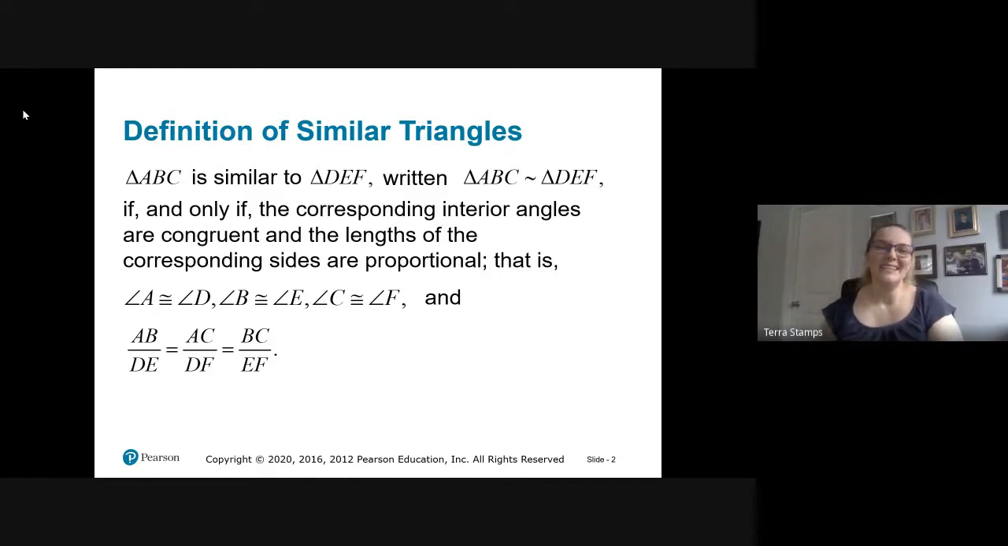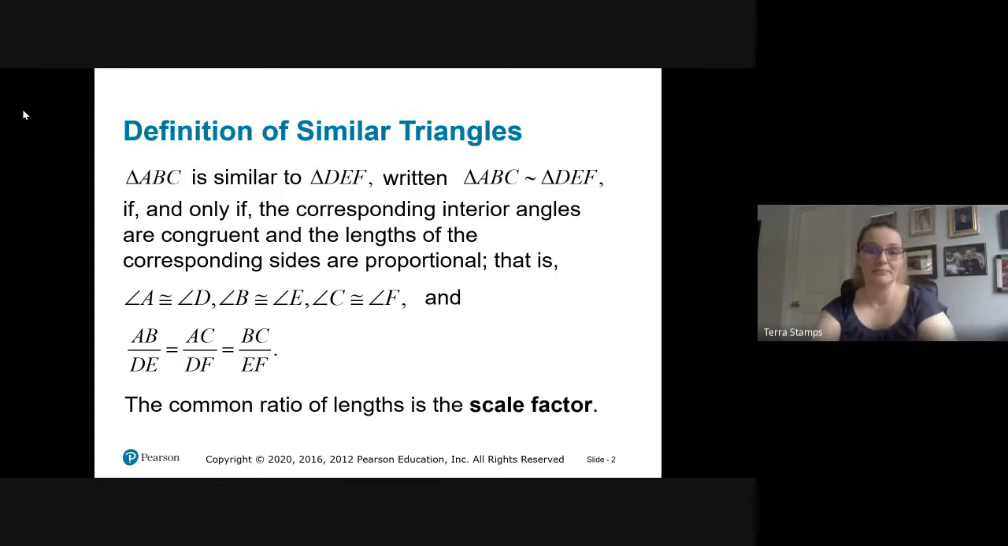So we say that two triangles are similar if and only if the corresponding interior angles are congruent. Okay. And the lengths of the corresponding sides are proportional. That means that they are in the same ratio. Okay? That means that the ratio of AB to DE is the same throughout. This is going to be easier seen than said. That's really awkward to have to say, so it's probably going to be easier to see. That common ratio is what's called a scale factor.